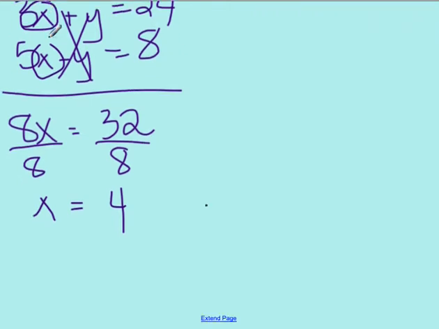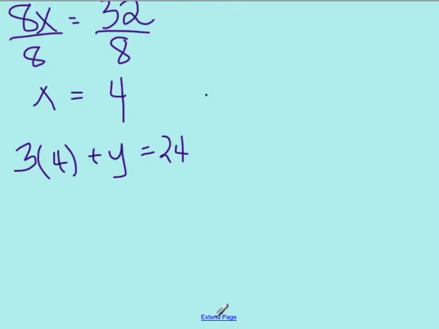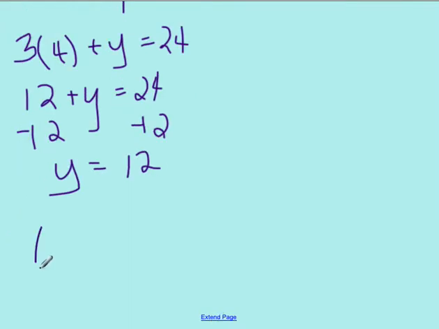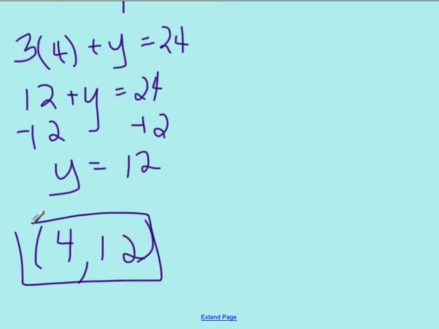That's 3x plus y is equal to 24. So I'm going to take my x out and put 4 in instead. Then I have plus y is equal to 24. So 3 times 4 is 12, plus y is equal to 24. Subtract 12 from both sides, and I get that y is equal to 12. So my coordinate point is that x is equal to 4 and y is equal to 12. That's my final answer for number 3.